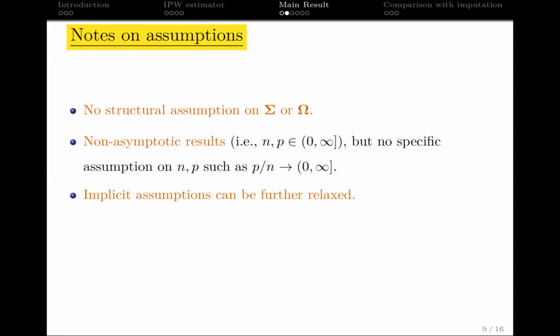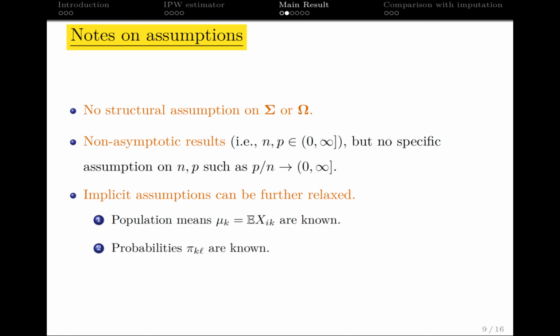Finally, we assume two more implicit assumptions when we construct the IPW estimator. First, we assume the population means are known, or they are zero. Second, we pretend to know the probability pi. In reality, we have to estimate these parameters, but given the time, I won't go into details. We can still guarantee the convergence rate while relaxing these implicit assumptions.